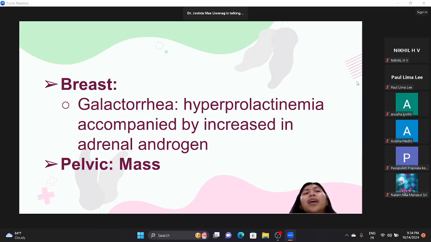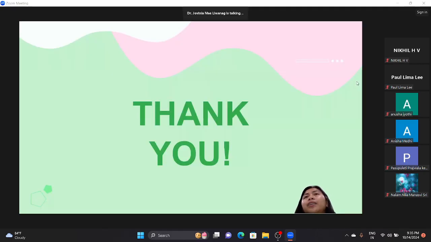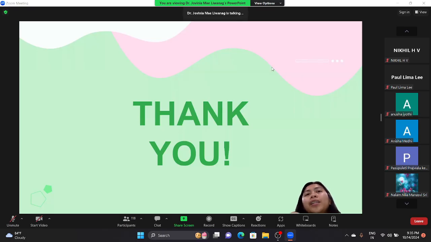In the pelvic exam, you will check for any mass. Maybe the patient has a hypogastric mass or inguinal mass, which may pertain to a tumor. Is it malignant or benign? Most likely, in a patient with virilization plus a palpable mass, it's malignant. So that's all. That's actually the end of the topic.